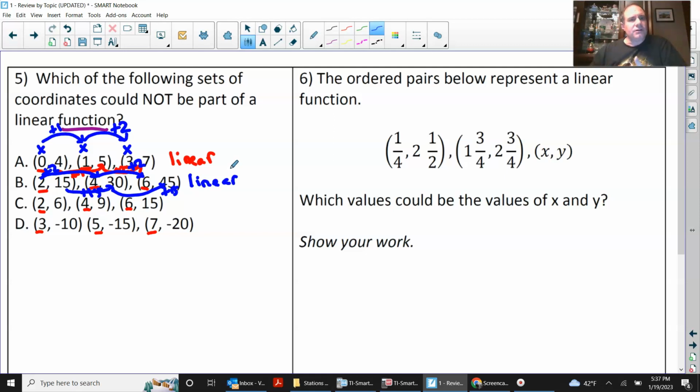So now, here's 2 going to 4, 4 going to 6. I'm adding 2 each time. Now 6 goes to 9, I'm adding 3. 9 goes to 15, I'm adding 6. That is not the same. This one is the one that's nonlinear.